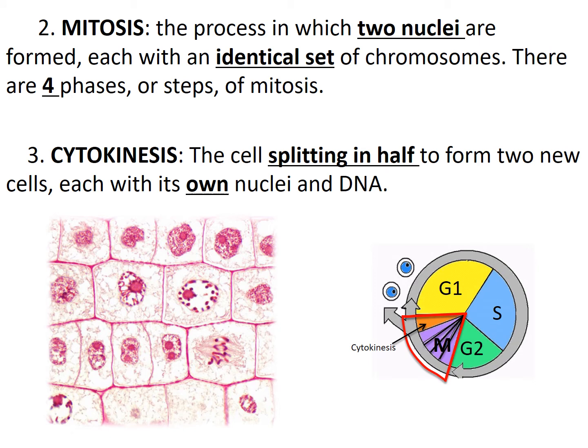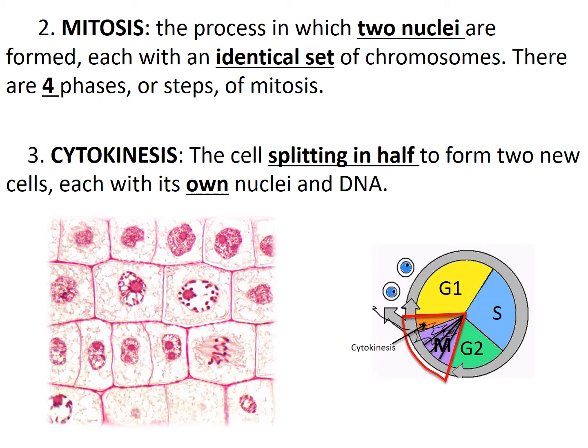After the cell goes through interphase, it begins mitosis. And that's the process where you get two nuclei formed. Each is going to have an identical set of chromosomes, and there are 4 phases or steps of mitosis. And then finally, we have cytokinesis. So this right here is the mitosis, okay, this small portion, and then cytokinesis is when it just kicks out of the cycle. Because what you're doing is you're splitting in half and you're getting 2 new cells, each with its own nuclei and DNA.